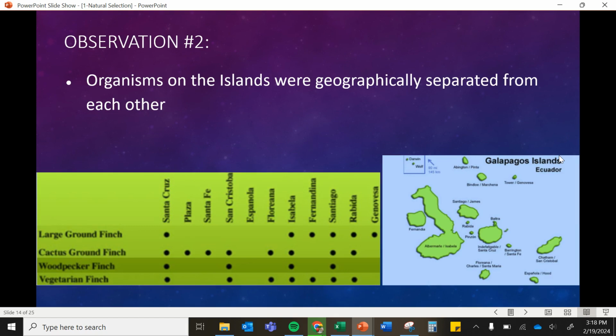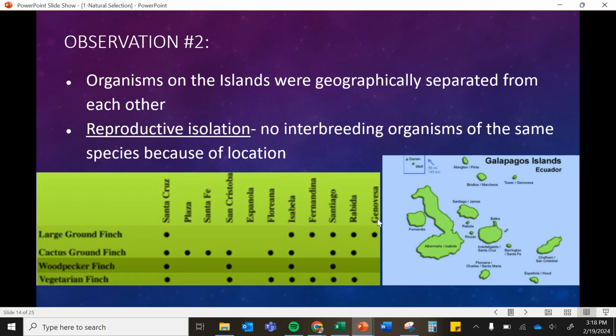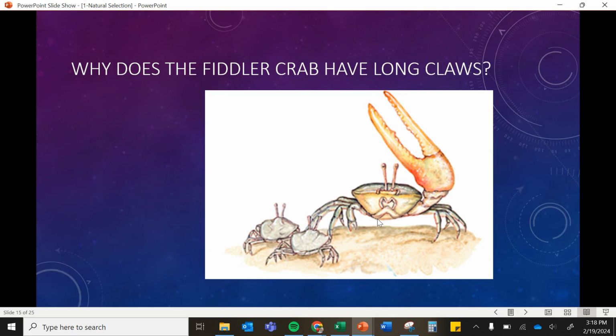He also noticed that organisms on the islands were geographically separated from each other. So you can see here that there are several different species of finch, but some of them are not present on other islands, and sometimes they're separated completely by the location. This can lead to something called reproductive isolation, where we do not have reproduction happening between populations, and therefore no interbreeding, just because they're in physically different locations.